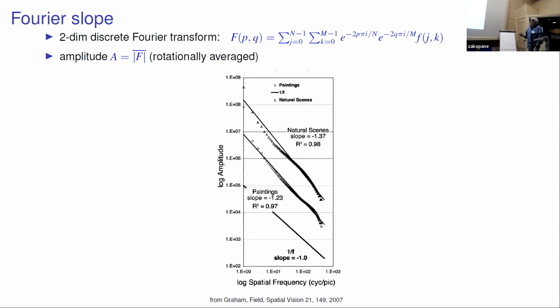So you perform a two-dimensional discrete Fourier transform of the image. You somehow average this over rotations, and then you plot the amplitude of this Fourier transform against the frequency on a logarithmic scale. And then there's a claim that for different kinds of pictures, you have different inclinations of the slopes of this Fourier transform, and they are tiny, I would say, but visible.